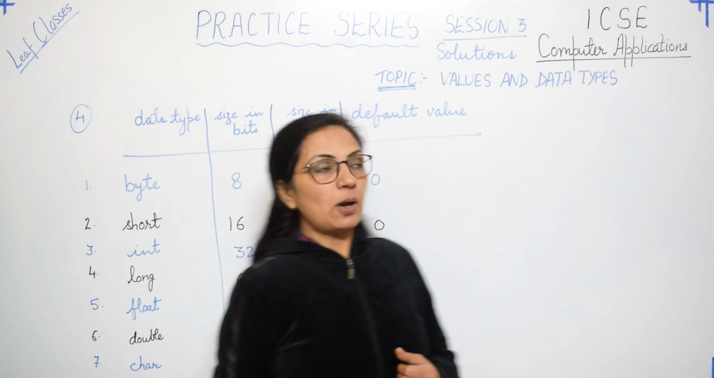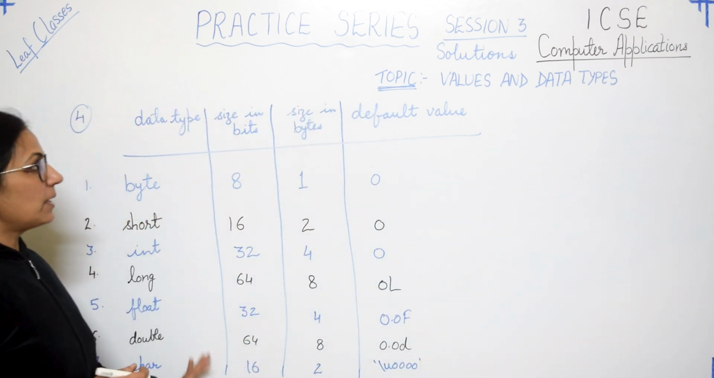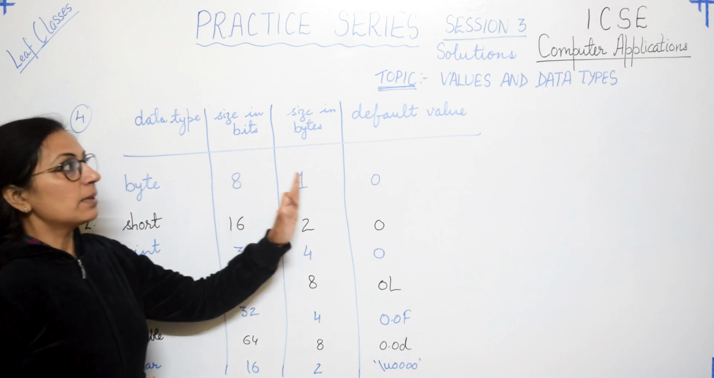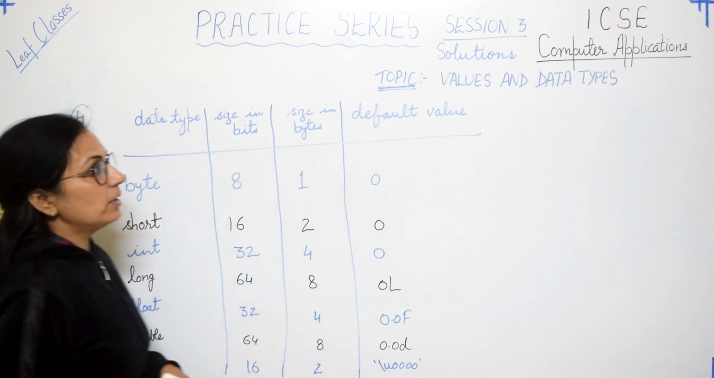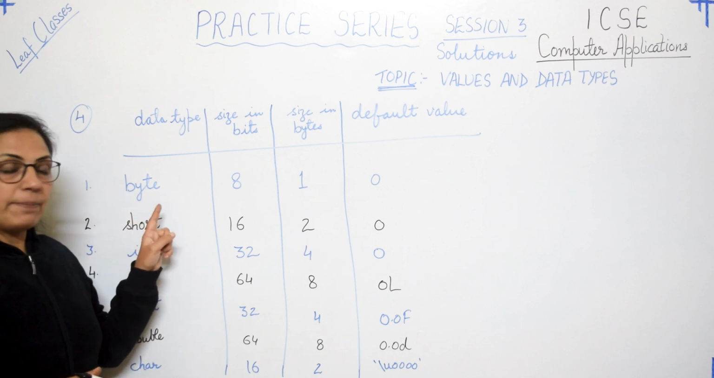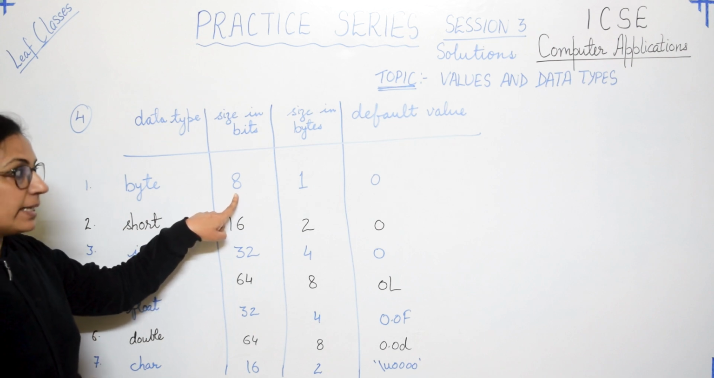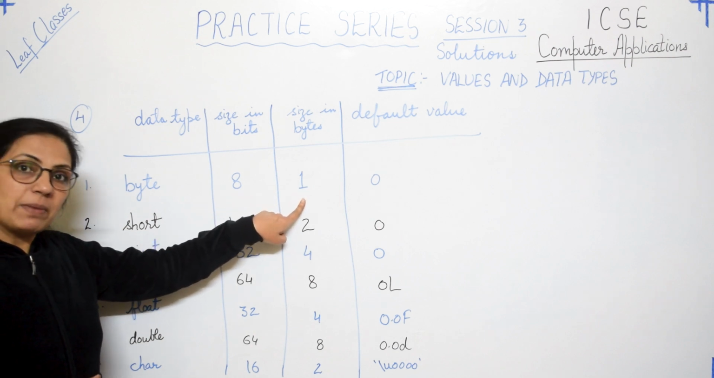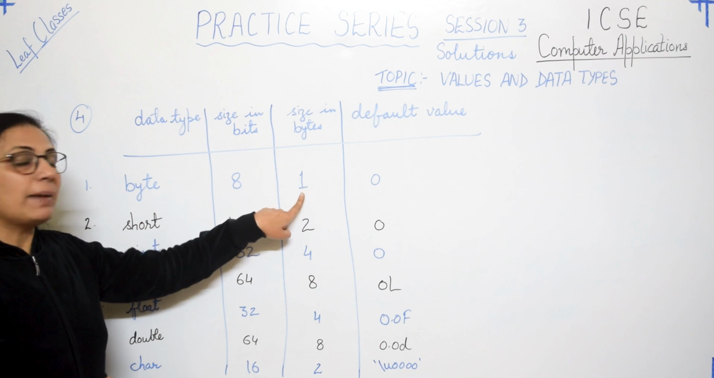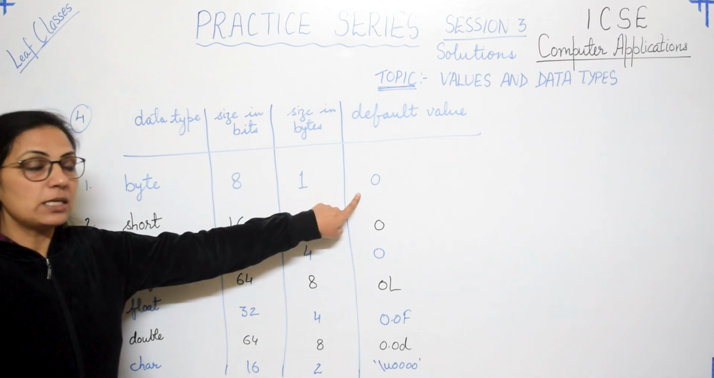So prepare this properly. Here I have written the primitive data types, their size in bits, bytes and the default values. I'll read them one by one. The first data type is byte, and the size in bits is 8 bits, and 8 bits makes 1 byte. So the size in bytes is only 1 byte and the default value is 0.